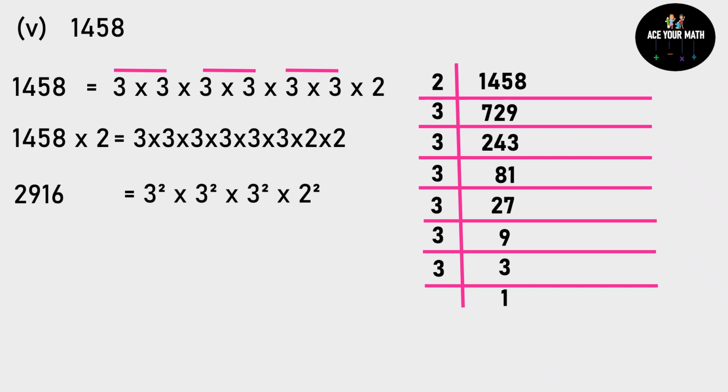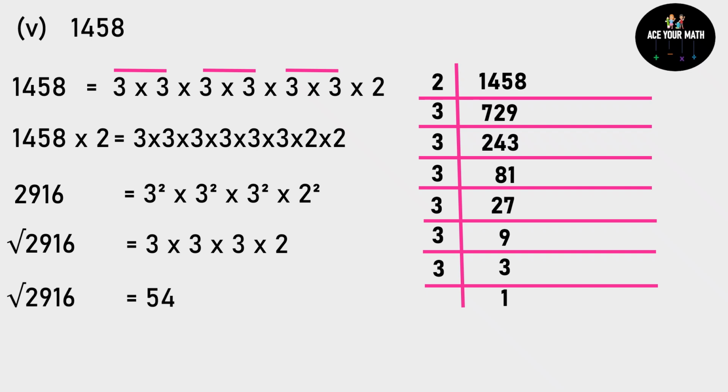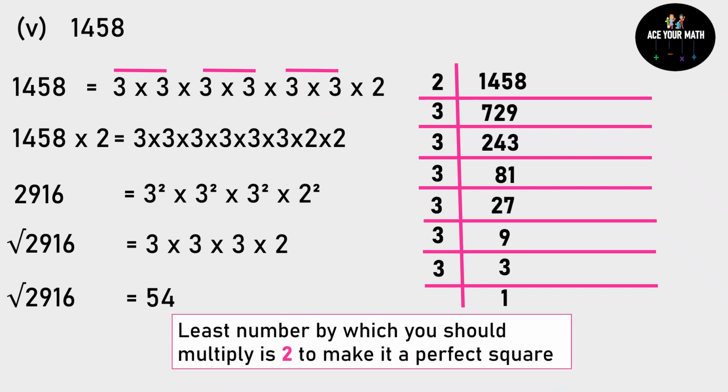So when you multiply 1458 by 2, you get 2916. And on the right hand side, 3 has a pair, again next 3 has a pair, 3 and 2 also has a pair now. So when you find square root of 2916, you get 3 multiplied by 3 multiplied by 3 multiplied by 2 and the answer is 54. Now the question was by which least whole number you multiply this term to get a perfect square. So that least number is 2 and the perfect square is 2916 and square root of that number is 54.